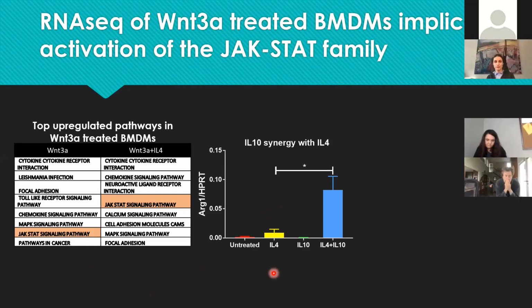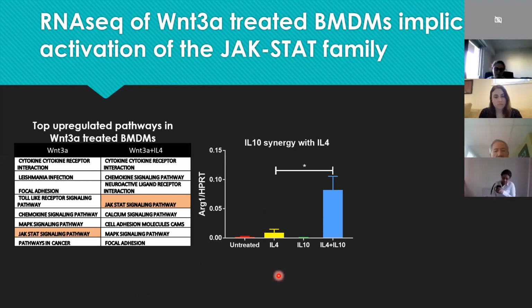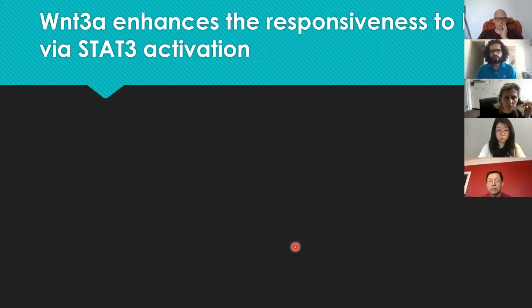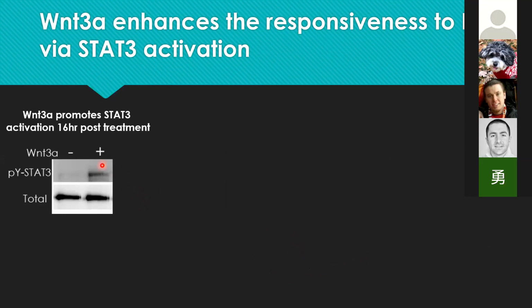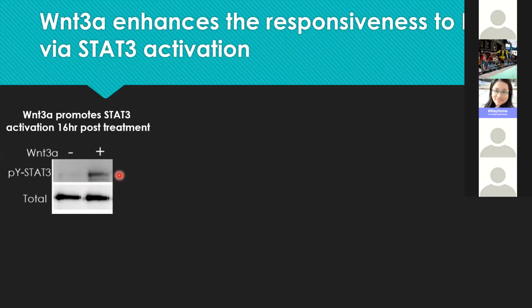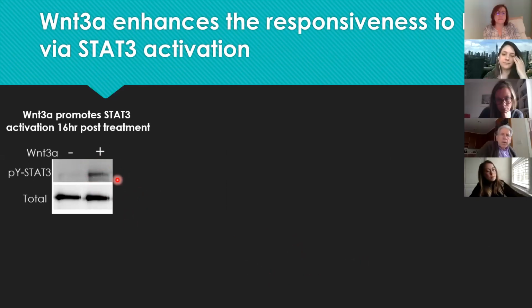And we also repeated these studies. We also found that IL-4 can synergize with a pro-inflammatory cytokine that is upstream of STAT3, and that is IL-6. So to examine whether STAT3 is involved, we first examined whether Wnt can activate STAT3. STAT3 is activated through phosphorylation. We treated bone marrow-derived macrophages with Wnt and indeed saw phosphorylation of STAT3 16 hours post-treatment. Interestingly, we did not see this phosphorylation at early time points. So up to 1 hour of Wnt treatment, we do not see this phosphorylation.